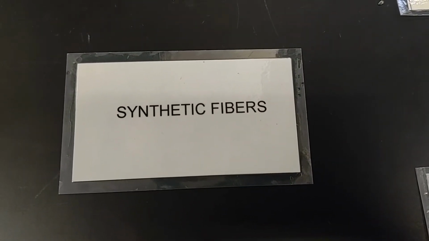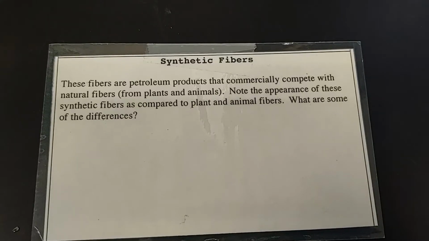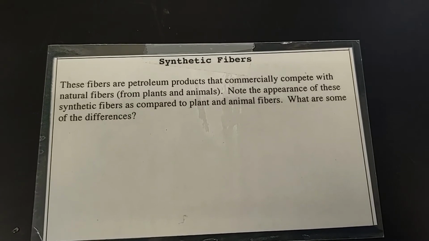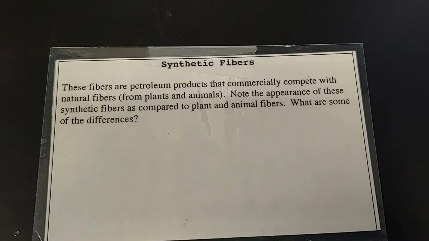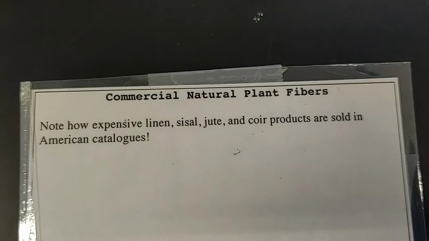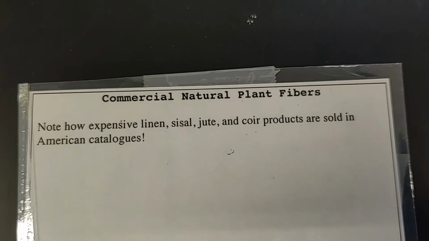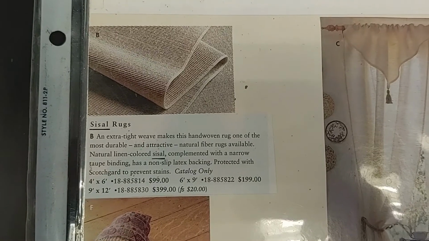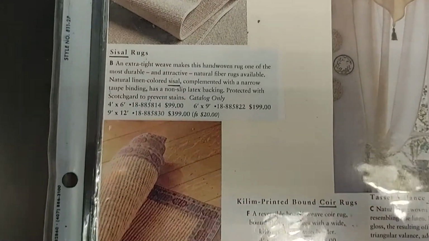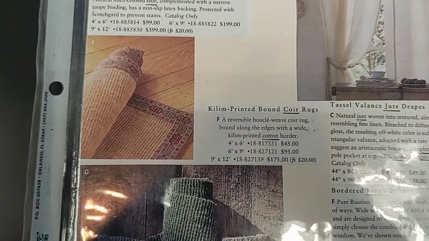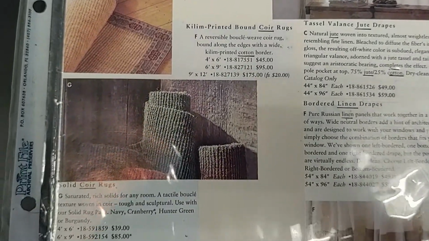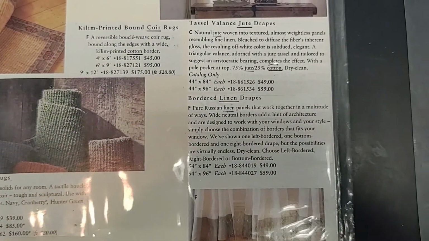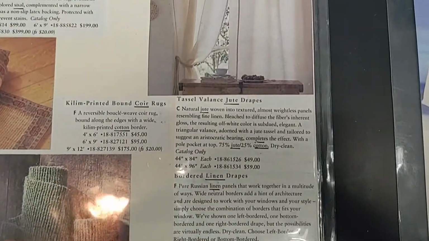We'll briefly talk about synthetic fibers. Notice that synthetic fibers are petroleum products. They can also be quite expensive. Here we have a sisal rug, only $200. Coir rugs, very expensive as well. Jute drapes, very nice.